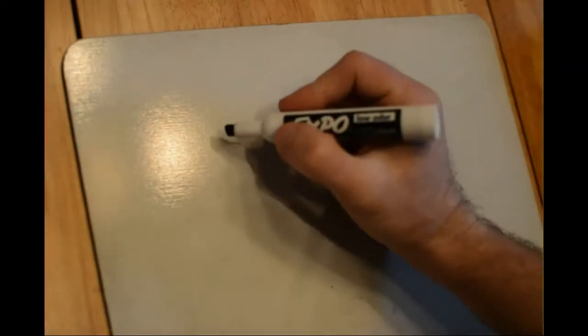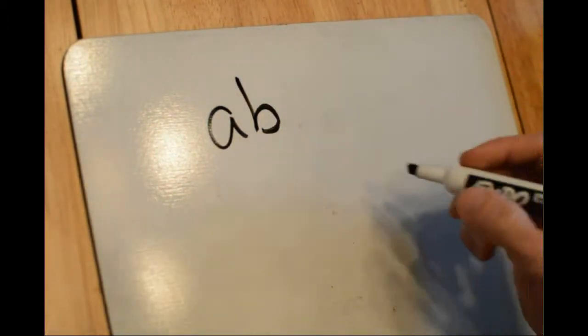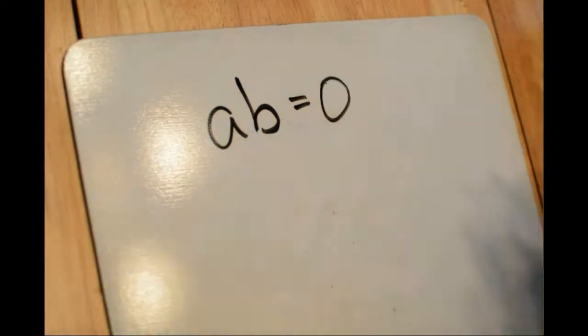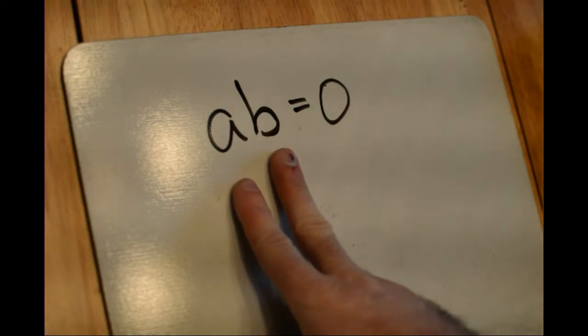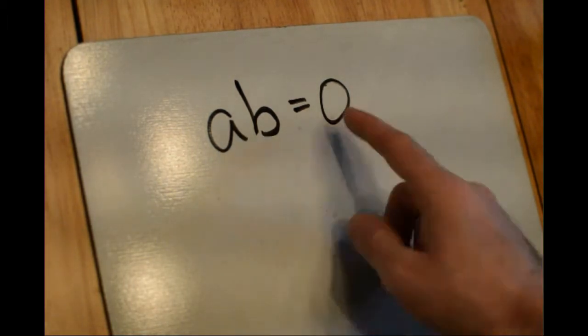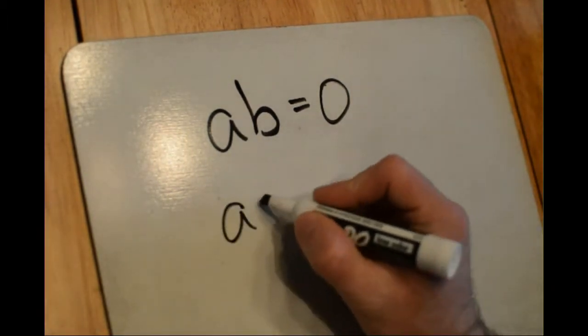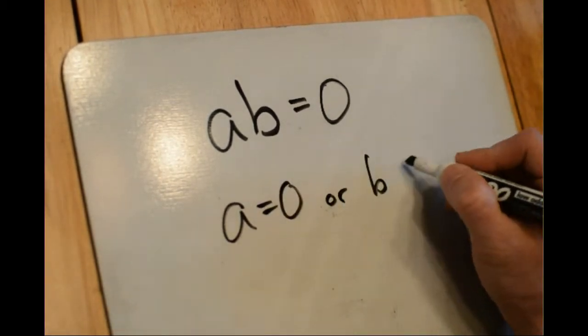It states that if you have two real numbers, a times b, and you know that that product equals 0, then that tells you something about one of these two numbers. If a times b equals 0, what that means is either a is 0 or b is 0.